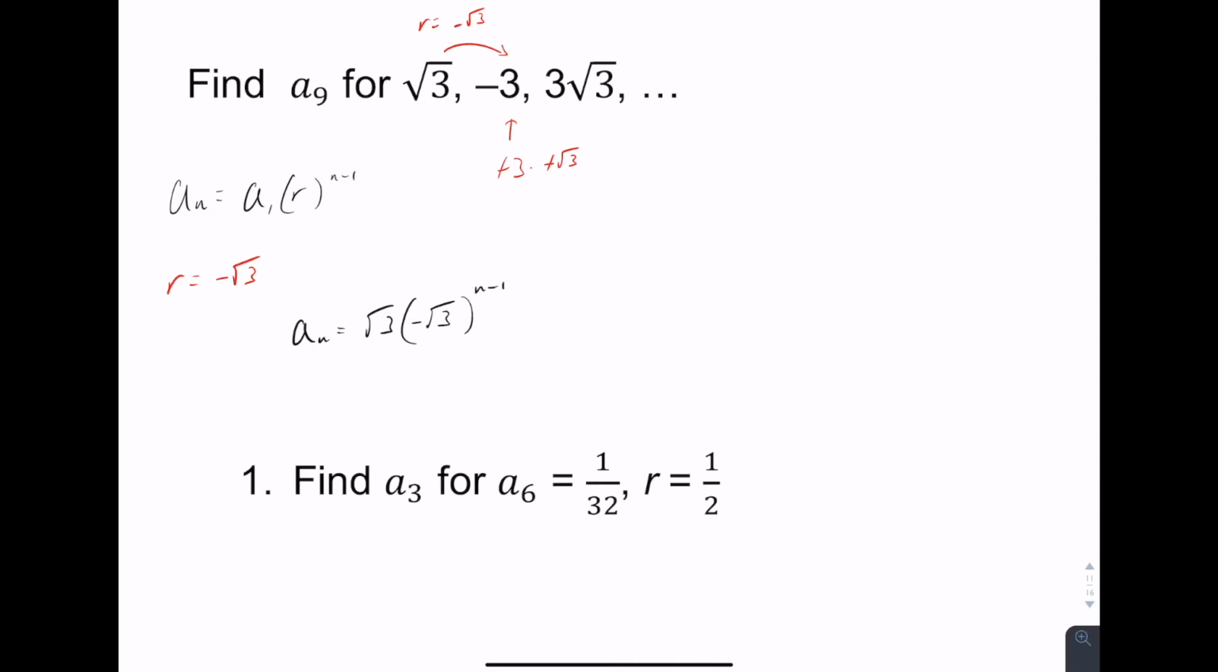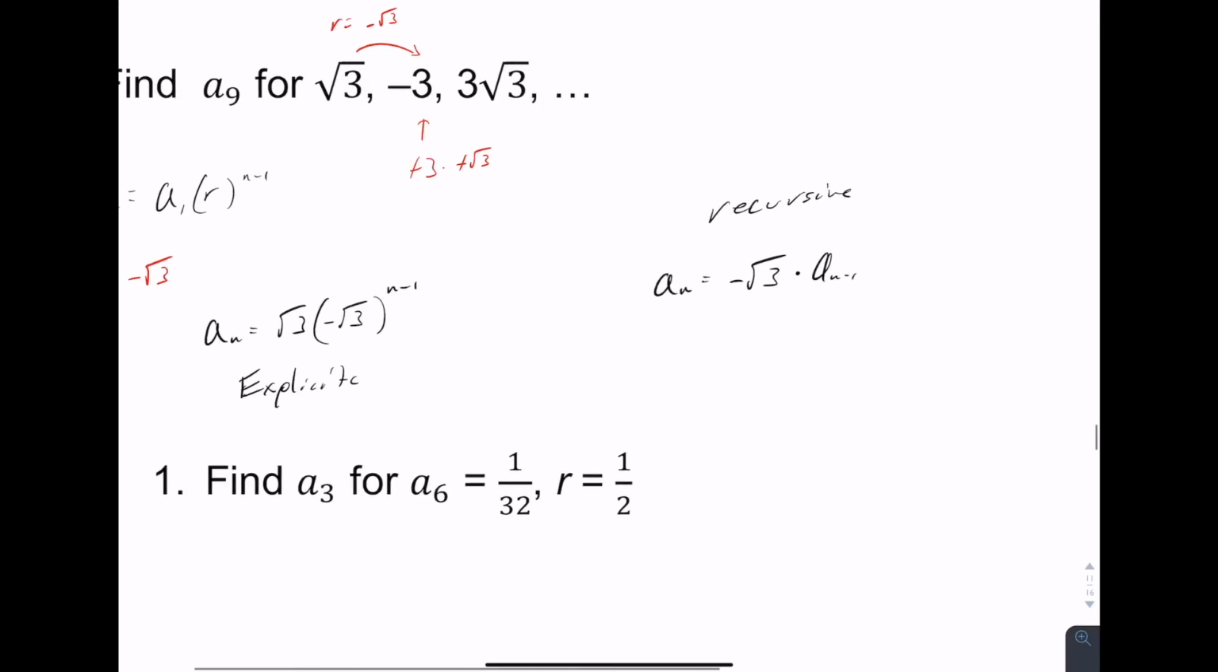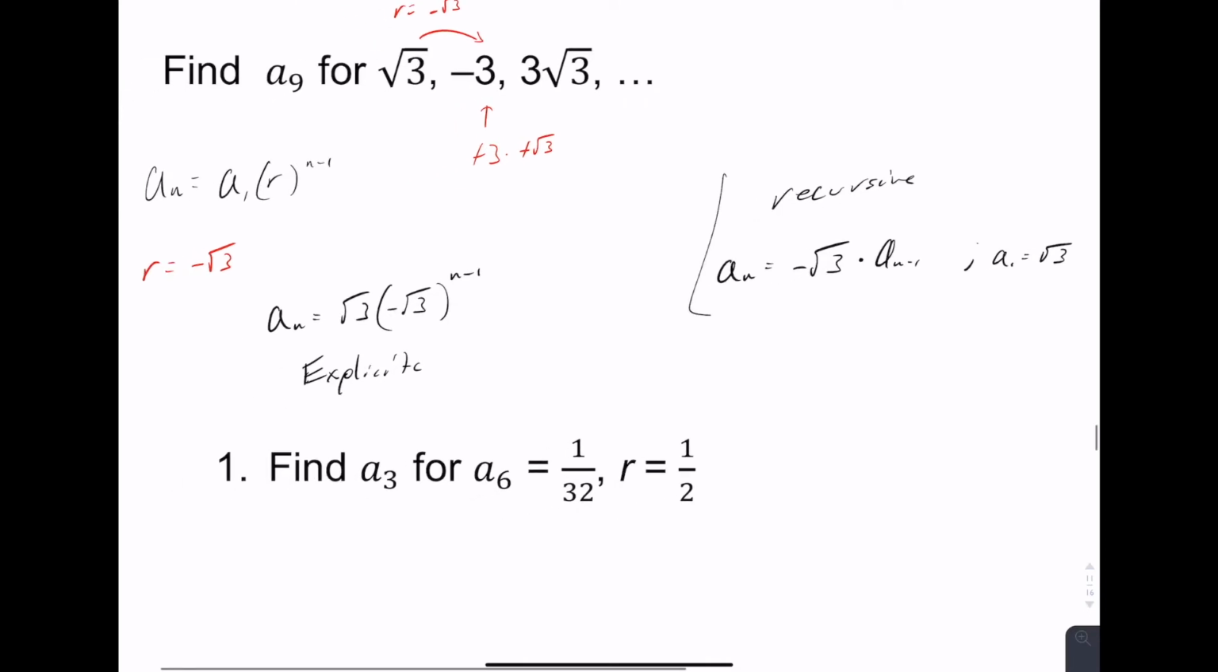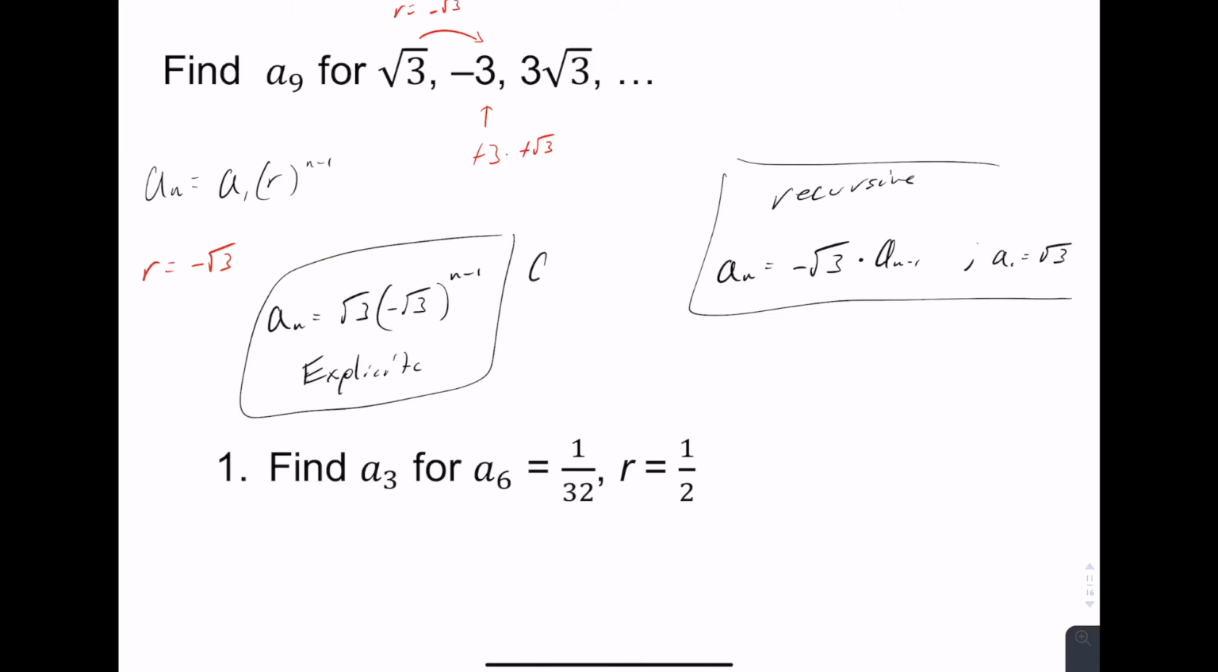Okay? For recursive, so this is explicit. For recursive, that would be an equals R, so negative square root of 3, times an minus 1, and then the first term, a1 equals the square root of 3. So if I wanted to figure out a9, let me just box this off so they don't get in the way. If I wanted to figure out a9, well, I'm going to plug it in here because it's going to be way easier to figure that out. So it would be a9 equals the square root of 3, times negative square root of 3, to the 9 minus 1. So then, of course, you can plug that into the calculator and you'll get your answer.